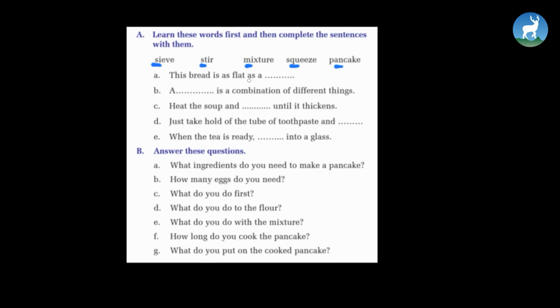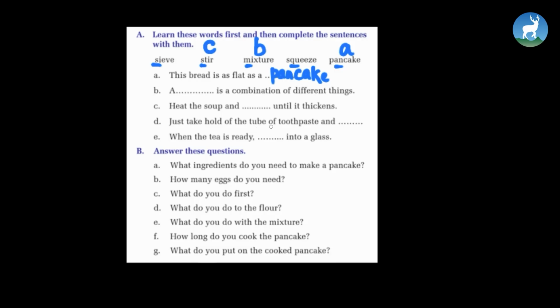This bread is as flat as a dash. So what do you think? What answer goes here? As flat as a pancake. A dash is a combination of different things. A mixture is a combination of different things. We write number B here. Number A for pancake. Heat the soup and dash until it thickens. We heat and stir until it thickens.